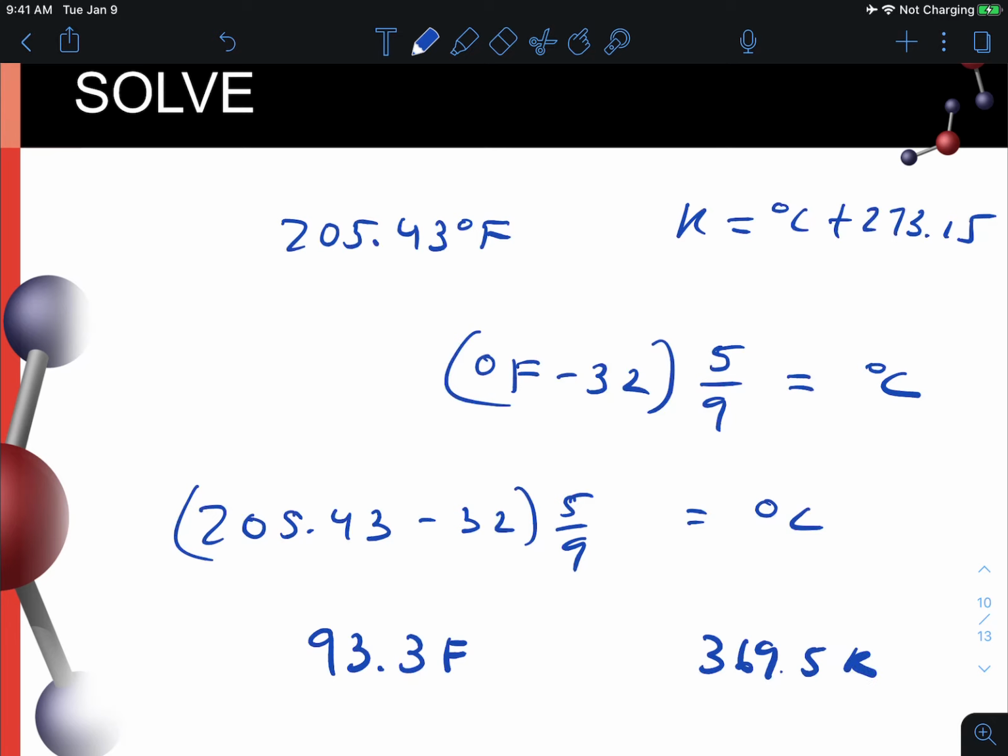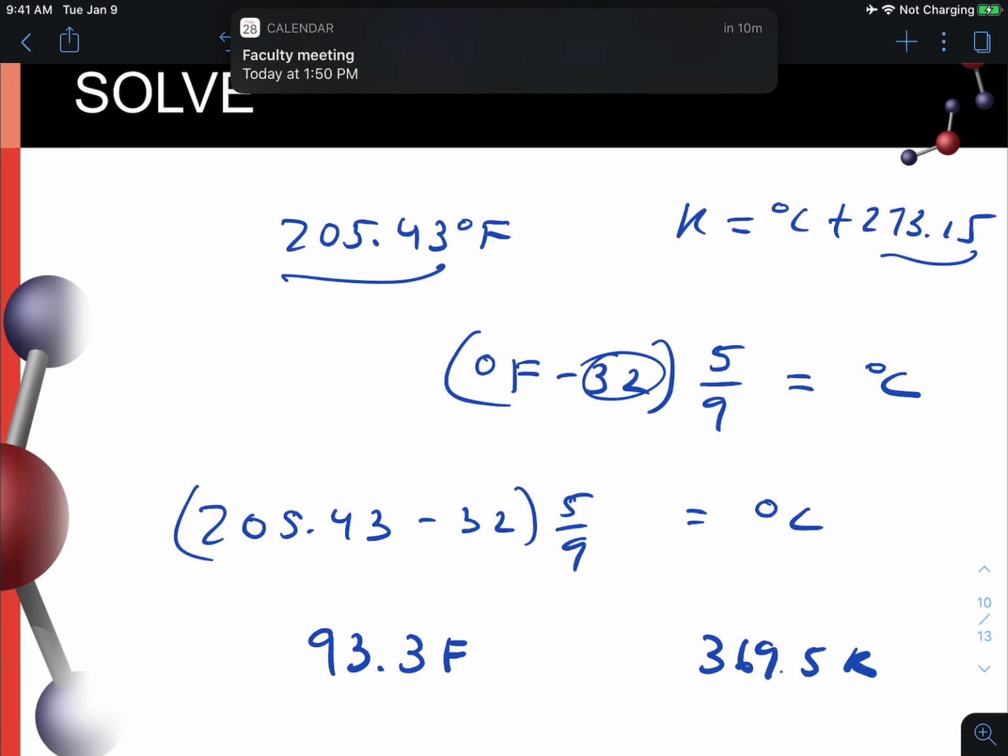Sig fig wise, we had 5 here, 5 there. This is an exact number. So you could report the zeros here. That's an exact number. We had 5. In class, I think I used only 273, so you could put 93.300 and 369.50 for sig fig wise. Because we did start with 5 sig figs, then we have nothing to limit that. All right, let's see. So that's that one.